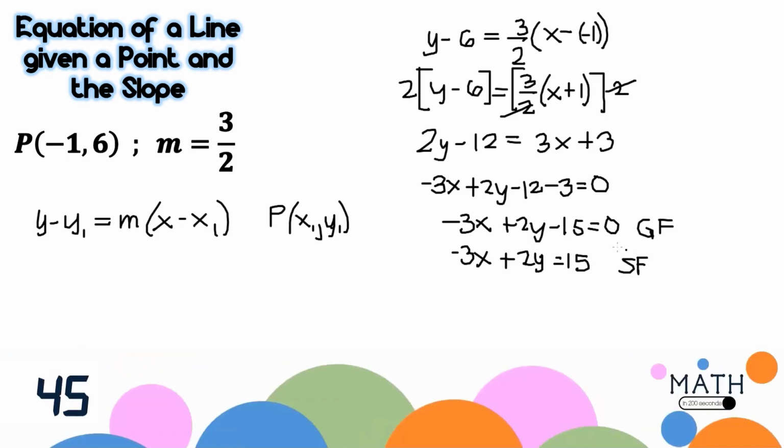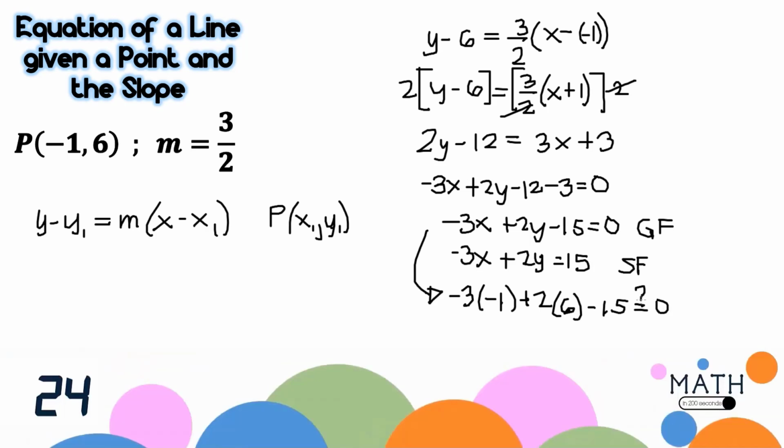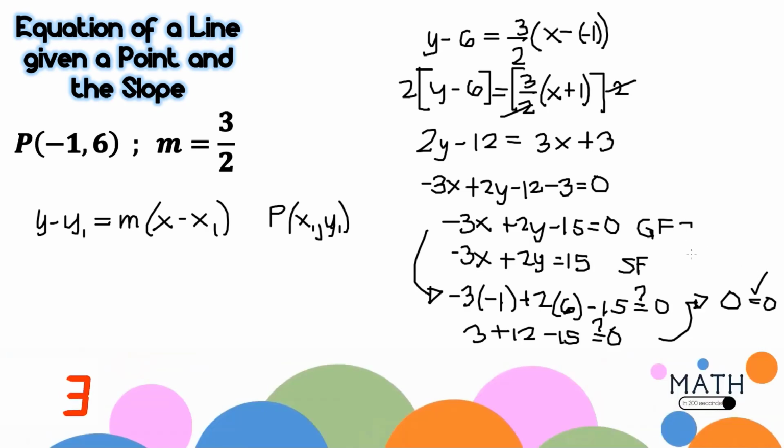You could also check whether your answer is correct or not by simply plugging in the value of your point here, and this should be satisfied. So you have negative 3 times your x, which is negative 1, plus 2 times y, which is 6, and then minus 15 must be equal to 0. That's the goal here. So we are using here a question mark. So we have positive 3 plus 12 minus 15 equals 0, question mark still. And once you reach this portion, of course, you will have 0 equal to 0. This is the proof that your general form and standard form are both correct.